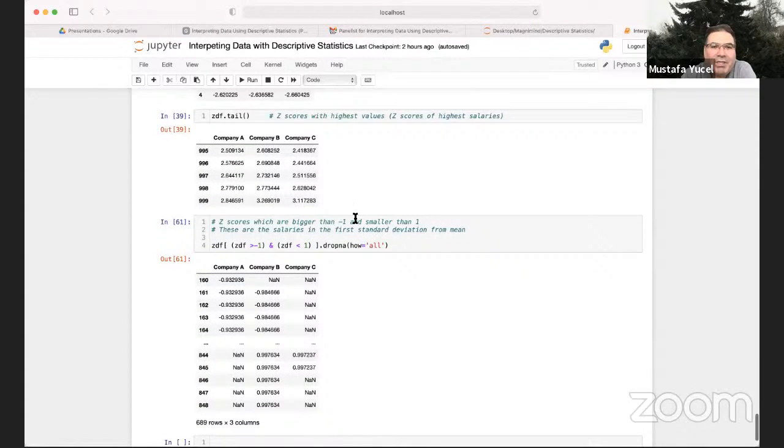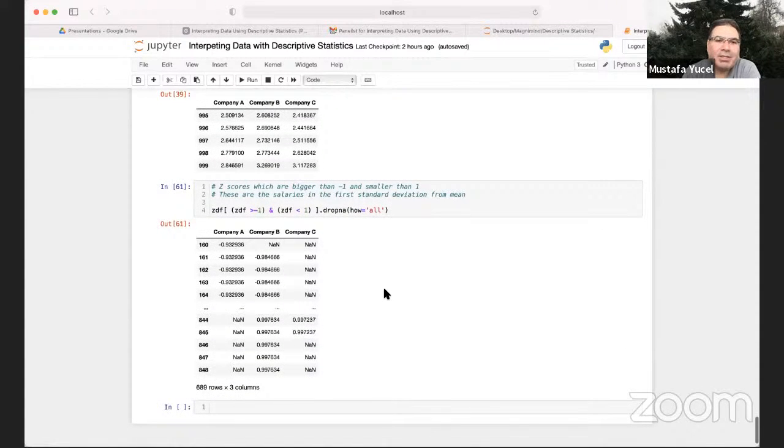Z-scores which are bigger than -1 and smaller than 1, the clusters are in the first standard deviation. The most data points are in the first standard deviation. When you get these scores which are bigger than -1 and smaller than 1, if you want them, not to remove them, these are the clustering. These are the salaries in the first standard deviation from the mean. As we said in the presentation, 68 percent of the individuals are clustering here.